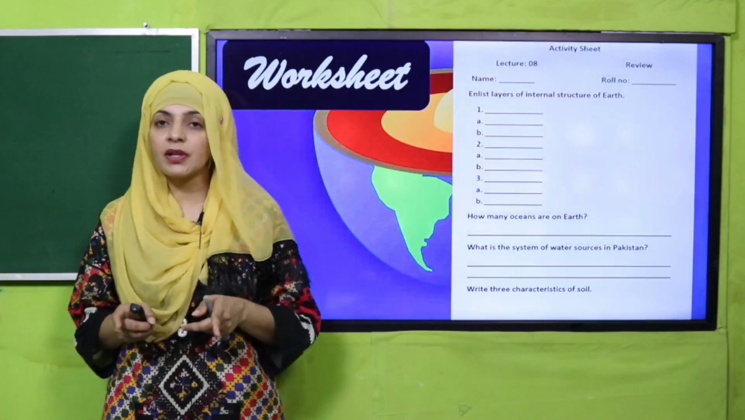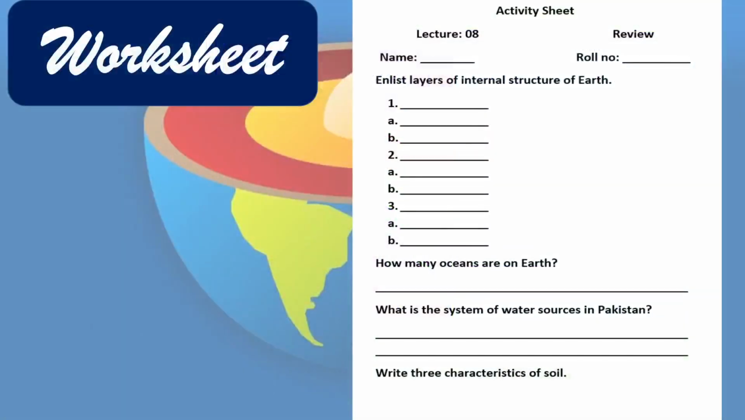Now is the time for your evaluation practice, for which you can download this worksheet from the description box below this video or you can get it in print from your teacher. So my dear students, आपको अपना नाम लिखना है, roll number लिखना है and then enlist the layers of internal structure of the earth. कितनी layers हैं? So that is crust और crust के 2 portion कौन से हैं? Oceanic नहीं, ये अब आप खुद करेंगे.